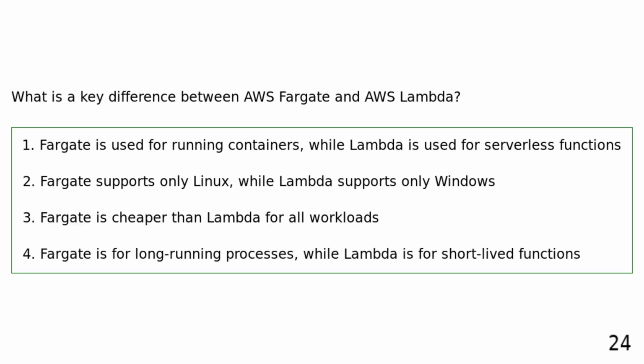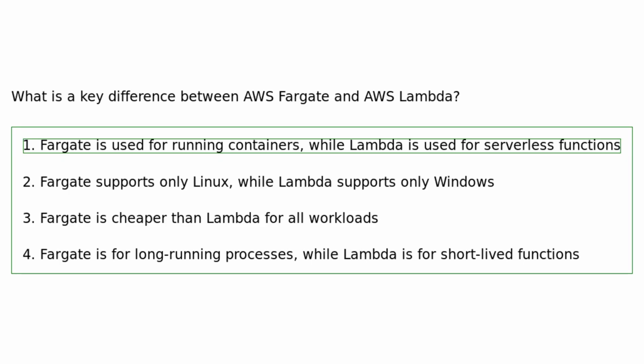What is a key difference between AWS Fargate and AWS Lambda? Fargate is used for running containers, while Lambda is used for serverless functions. Fargate supports only Linux, while Lambda supports only Windows. Fargate is cheaper than Lambda for all workloads. Fargate is for long-running processes, while Lambda is for short-lived functions. AWS Fargate is designed for running containers, whereas AWS Lambda is used for executing serverless functions.